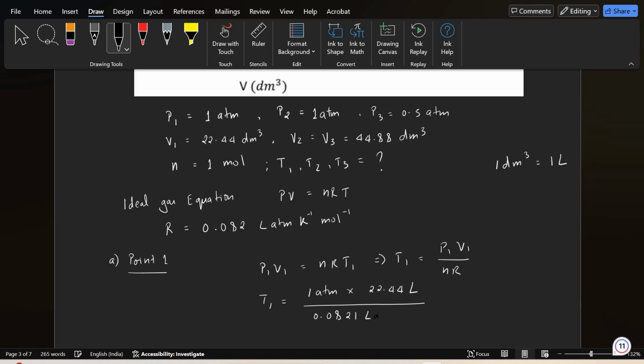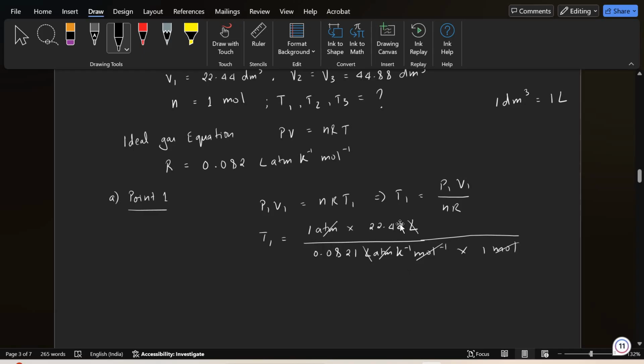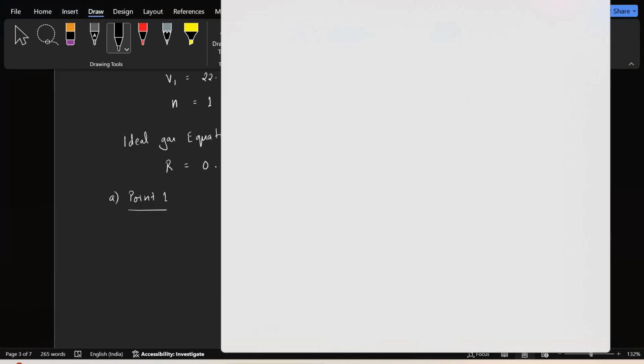So this is liter atmosphere per Kelvin per mole, into 1 mole. N is 1. Now mole and mole will get cancelled, atmosphere and atmosphere, liter and liter. We have K to the power minus 1 in the denominator, which will go above. So we'll get the correct units, and we don't have to worry about units.